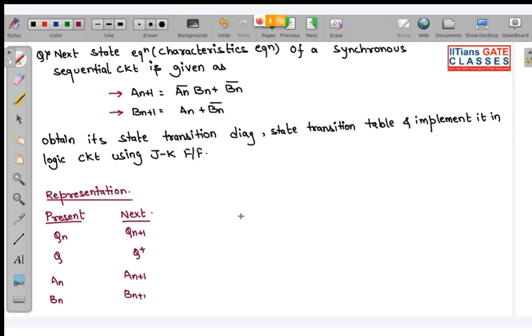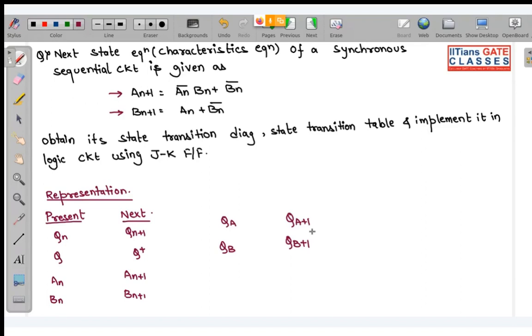One more way we can write: if the present state of flip-flop A is denoted by Qa, the next state of flip-flop A can be denoted by Qa plus 1. Similarly for flip-flop B, if the present state is denoted by Qb, the next state can be denoted by Qb plus 1. Any one of these representations might be used, so don't get confused. Note it down very quickly.